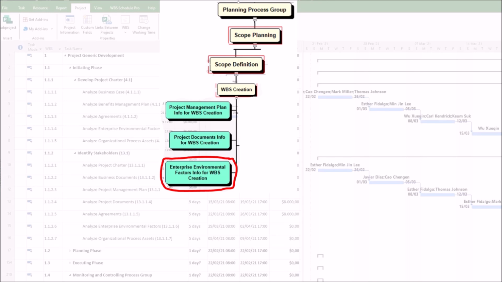Here we present some examples of harm from poor enterprise environmental factors analysis. First, construction project. Ignoring local safety regulations in the WBS could lead to fines or work stoppages. Second, software project. Not accounting for the company's agile methodology might result in a rigid, phase-based WBS instead of iterative sprints. Third, global team project. Failing to structure the WBS around time zones may cause coordination delays.